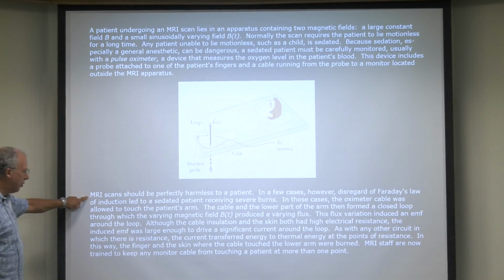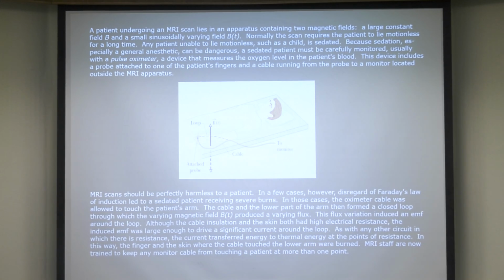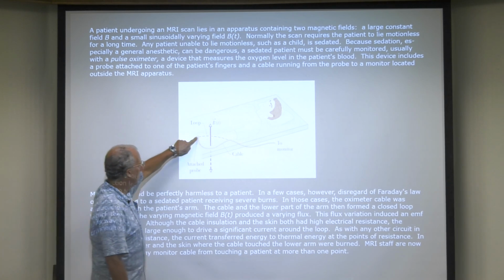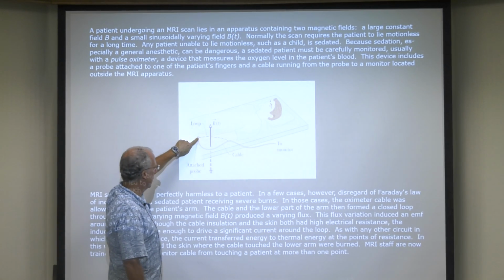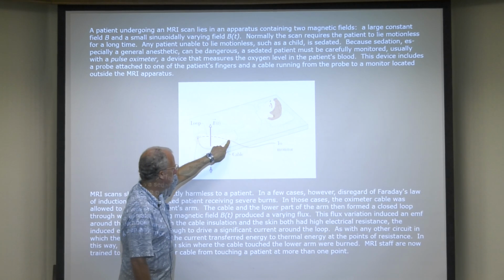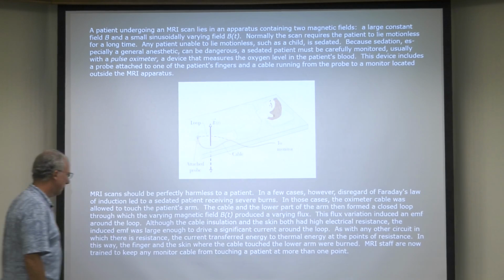So MRI scans should be perfectly harmless to a patient. In a few cases, however, disregard of Faraday's law of induction led to a sedated patient receiving severe burns. In those cases, the oximeter cable was allowed to touch the patient's arm. So there's the finger, if you can see it. That's the cable. And then here it touches the patient's arm, then it goes to the equipment.